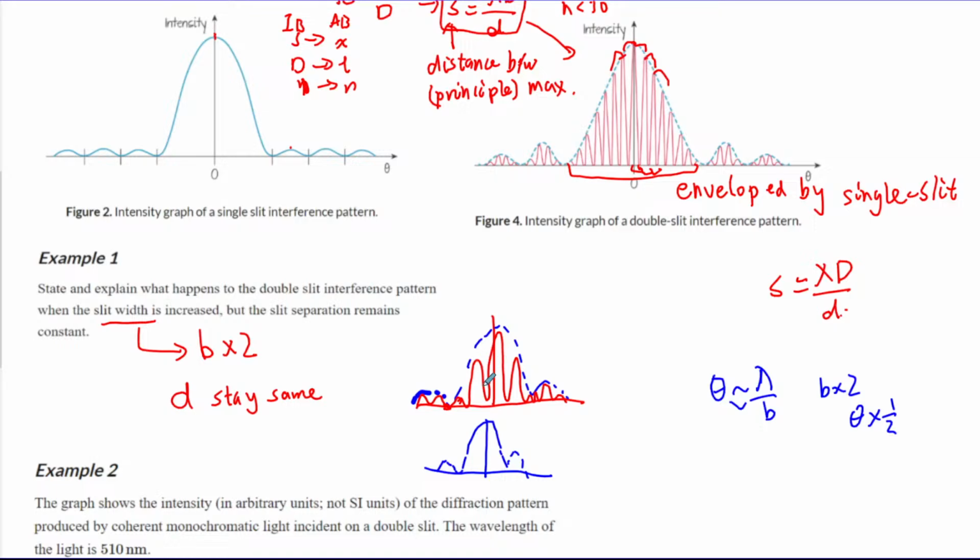In the first one, there's still 1, 2, 3, 4, 5 fitting in the central block. There still need to be 5 fitting in there because that distance didn't change, right? So the only way for that to work is for them to become narrower. The modulating maximums will have to become narrower, and that's what happens.